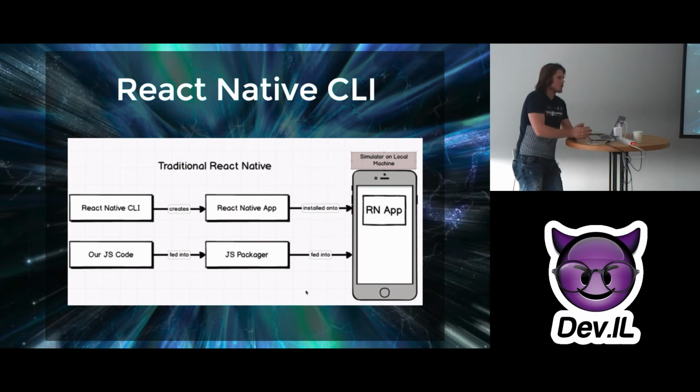Okay. So with the React Native CLI, basically what we have is we create our app. Our React Native app is created and it's installed inside a simulator. So obviously we need to install all Android dependencies if we want an Android simulator. If we want iOS, we need to install Xcode. We need to install several other dependencies.